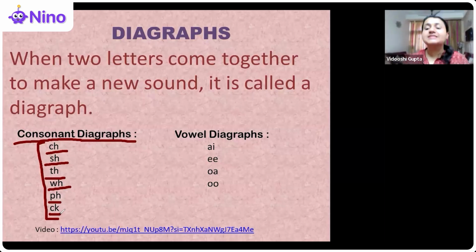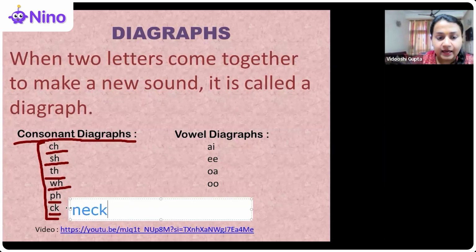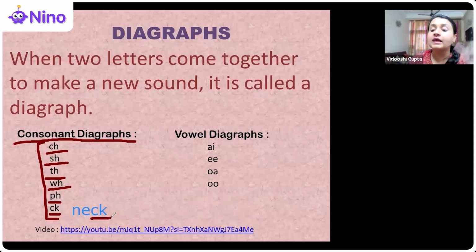For example, when we say neck, neck, if you see, the ending is N-E-C-K. That is how we write neck, right? So here, C and K make one sound, that is k. We don't use the sound for C and K individually. We just put it as one sound, that is k. Clear?